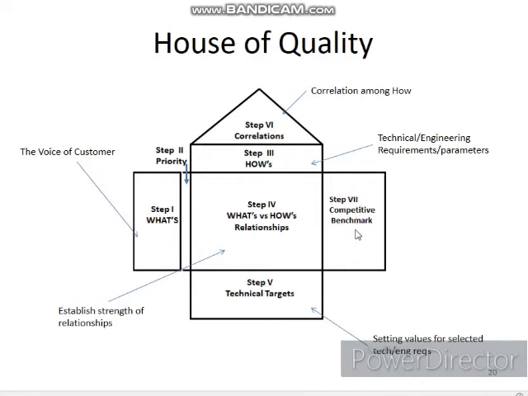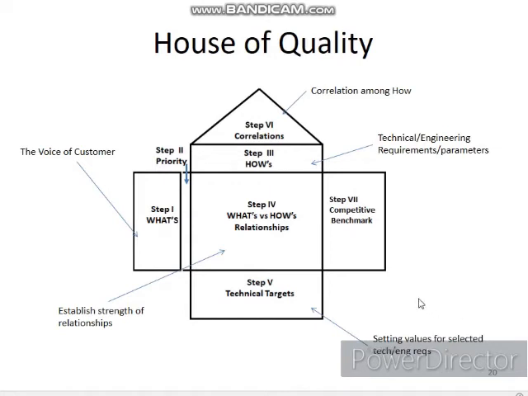So that information can be used to emphasize what areas need to be looked at and put resources on, and so forth. So that's basically the overall concept about the house of quality.